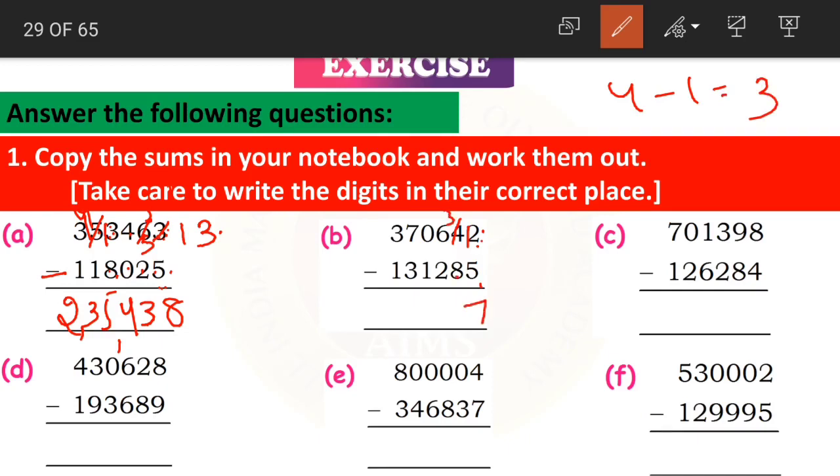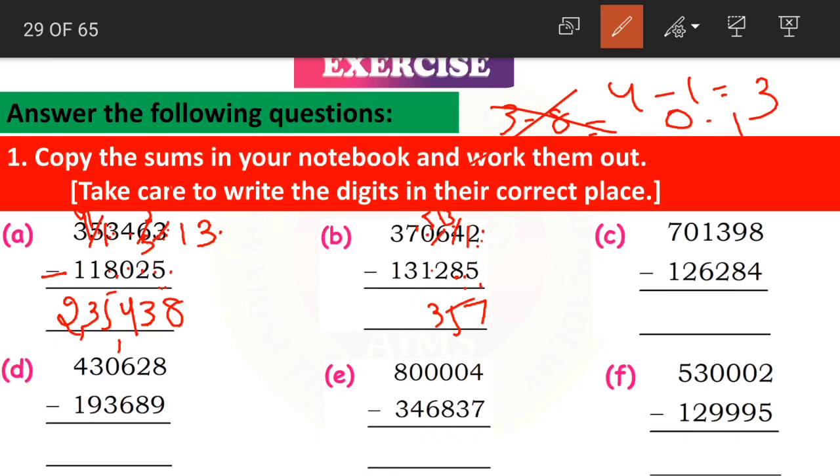Now again 3 minus 8. What is it? 3 minus 8 is not possible. So again we borrow. 3 becomes 13. 6 becomes 5. 13 minus 8, 5. 5 minus 2, 3. Now 0 minus 1, children. Can we subtract anything from 0? When you have nothing, can you give anything?